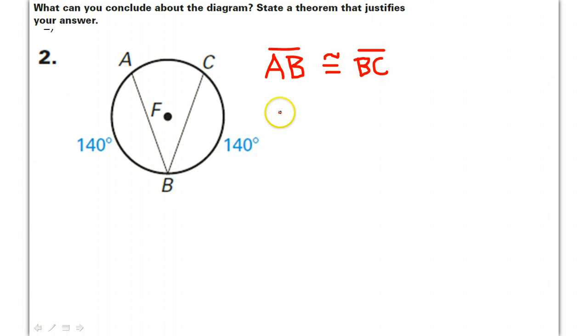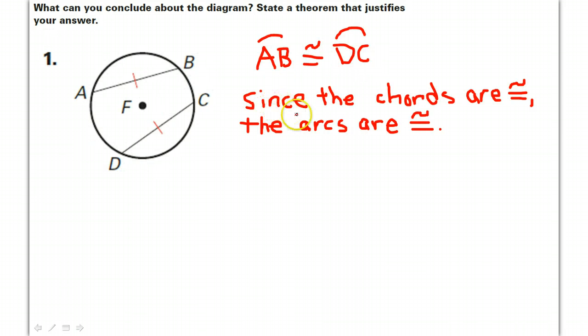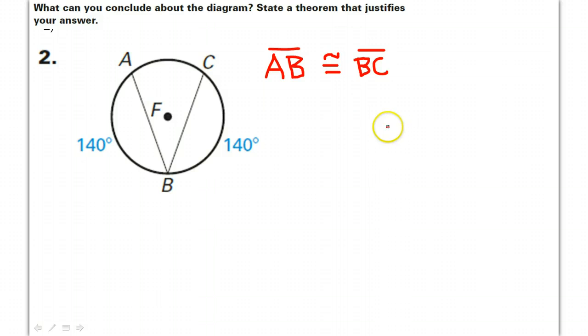And of course, as far as the theorem, it's going to be the reverse of what we said in problem number 1. In problem number 1, since we were given congruent chords, we said since the chords are congruent, the arcs are congruent. In problem number 2, it's the reverse situation. We are given two arcs that are congruent. So what do you think we are going to say for our theorem? Alright, hopefully you said, since the arcs are congruent, the chords are congruent.